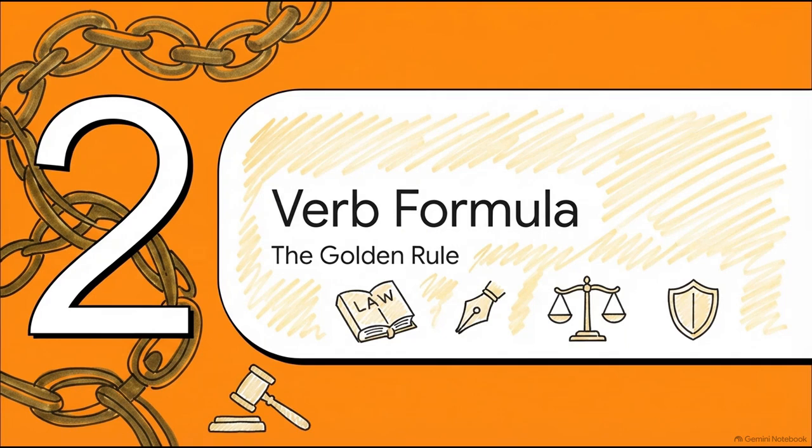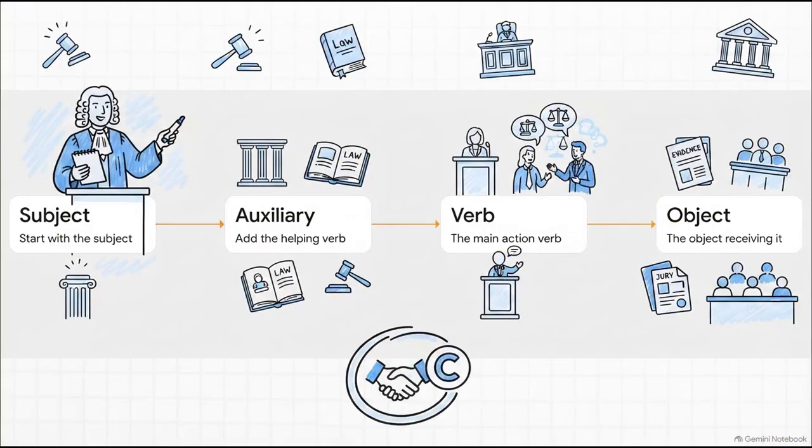Section 2. The golden rule formula. Crafting bulletproof legal sentences. Now that we know exactly what an auxiliary verb is and why it carries so much weight, let's look at the absolute blueprint for framing short, clear legal sentences. This is the core of today's explainer, the golden rule formula. It's just 4 simple steps.